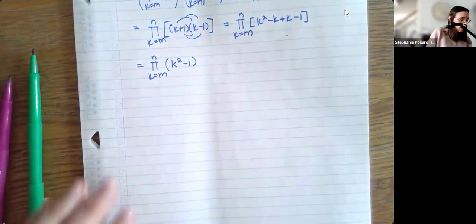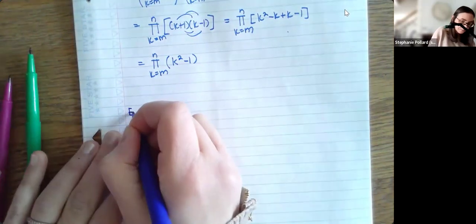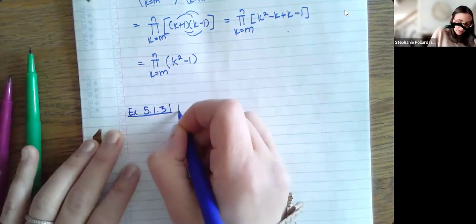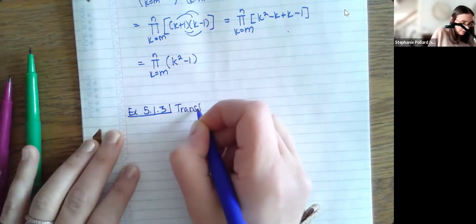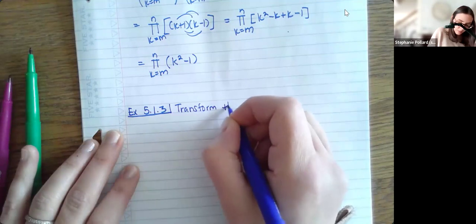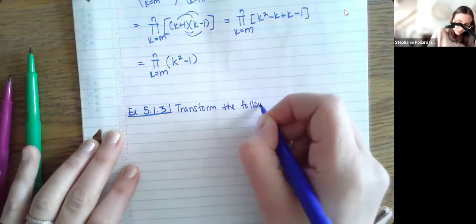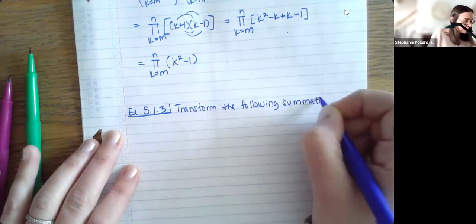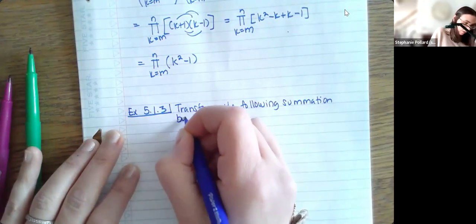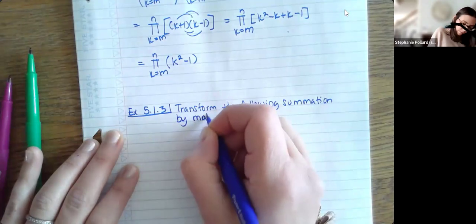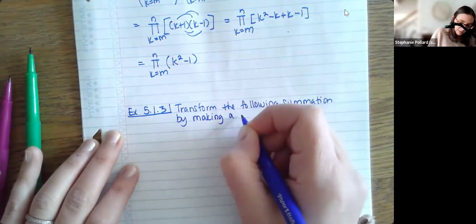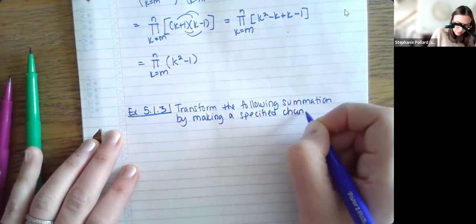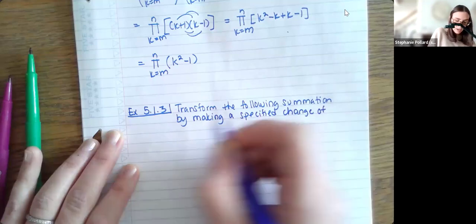All right, the next topic we're going to look at, so again, more examples here, is going to be about making a change of variable. So this question says to transform the following summation by making a specified change of variable.